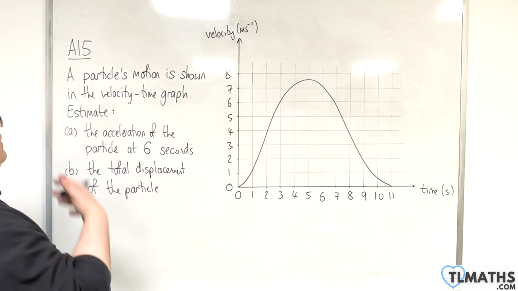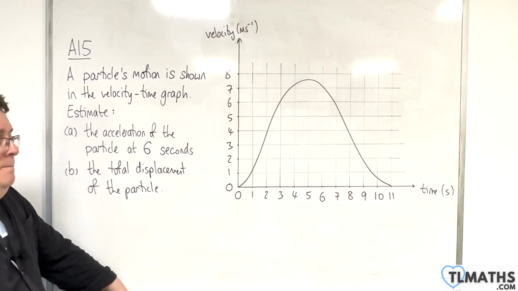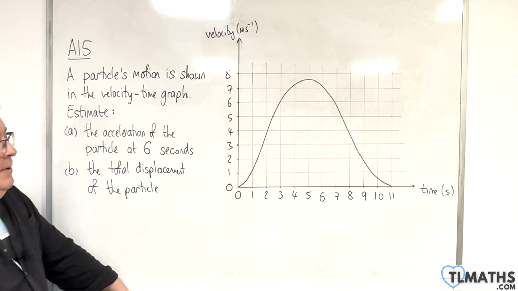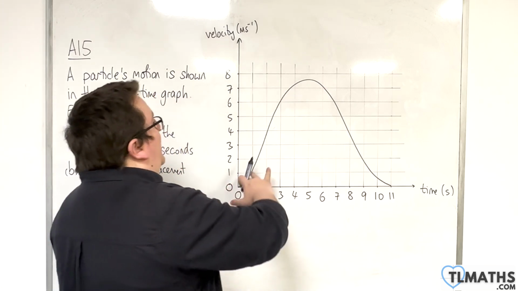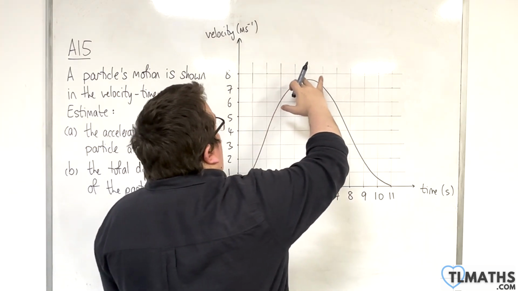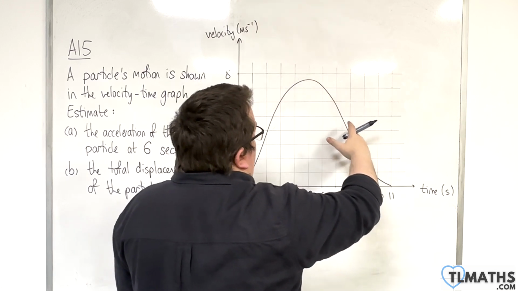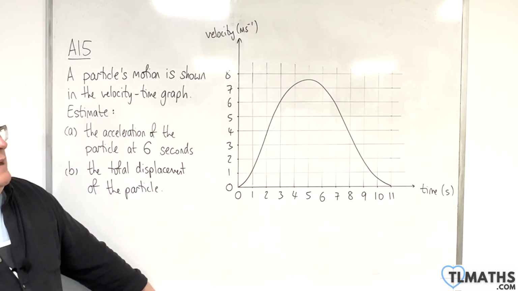So here is a situation where we've got a velocity time graph, but it's not with straight lines now, it's with a curve. And what's happening is that the particle's starting from rest and it's getting faster. It reaches some kind of maximum speed, and then it starts to decelerate until it reaches rest again after 11 seconds.